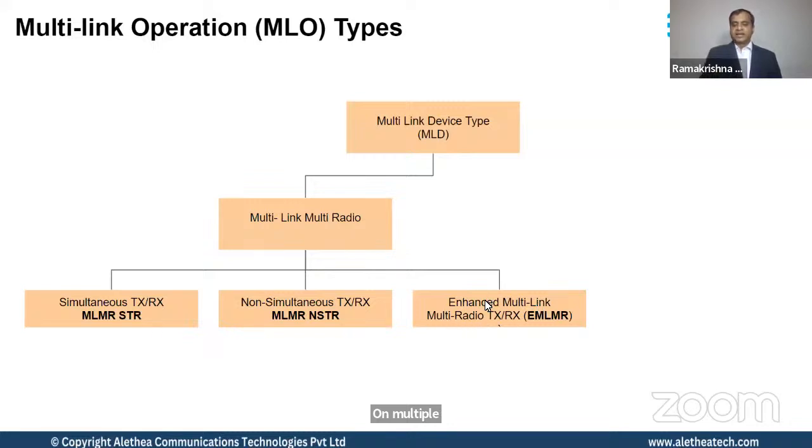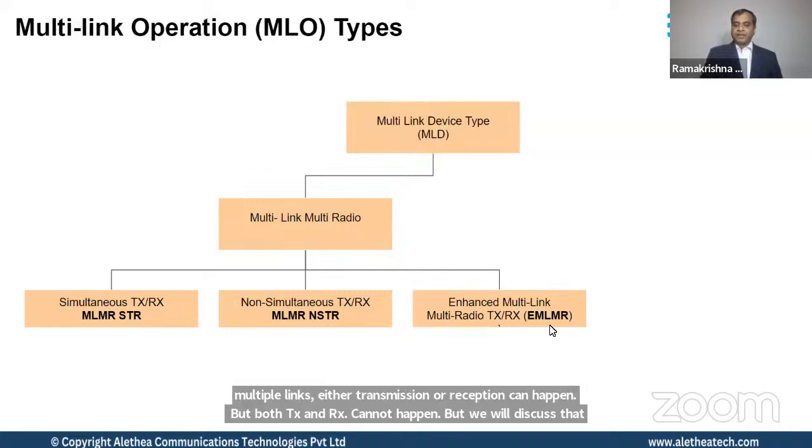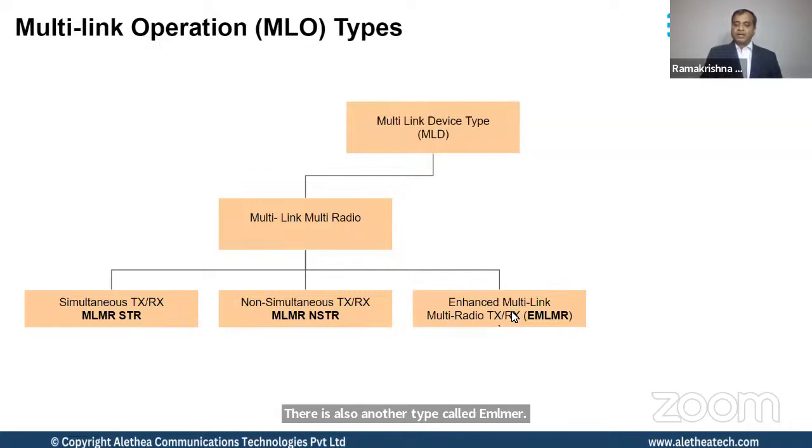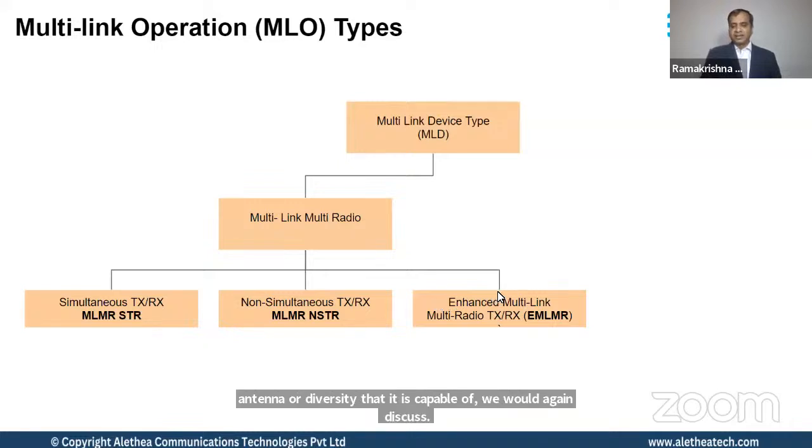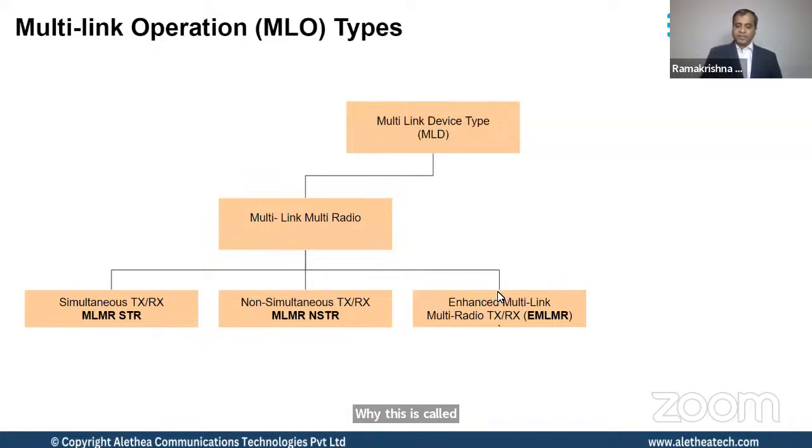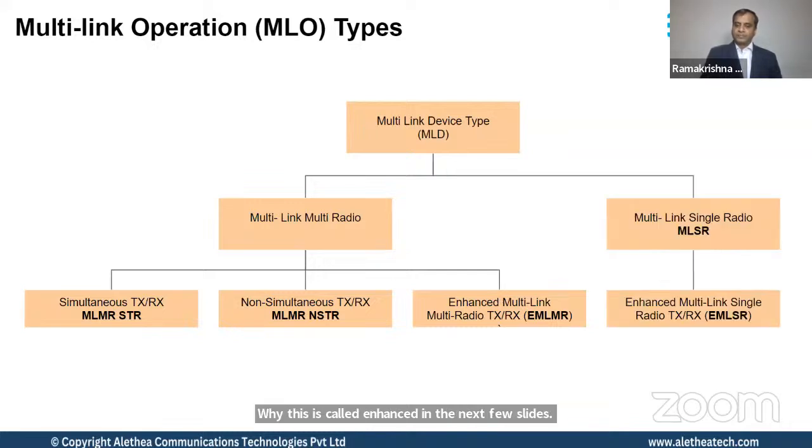There is also another type called EMLMR, and this one is very similar to MLMR STR, but with the word enhanced, which actually implies that it can also switch channels based on the antenna diversity that it is capable of. We would again discuss why this is called enhanced in the next few slides. Let us go to the other types of MLO that are also important.